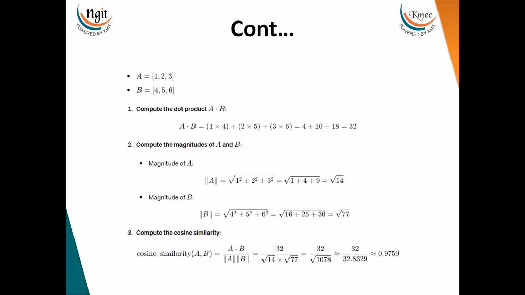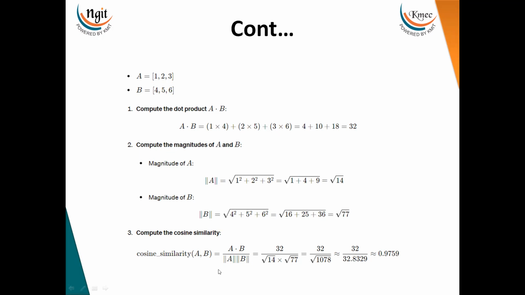First I will find the product of A and B, because as per the formula I have to find the product of A and B. When I find the product, it will be 1 into 4 plus 2 into 5 plus 3 into 6, and my final outcome will be 32. The same way I have to find the magnitude of A and B. The magnitude of A is the square root of all the values belonging to A, so it will be 1 square plus 2 square plus 3 square, so the result will be root of 14. In the same way I'll find the magnitude of B, which is 4 square plus 5 square plus 6 square, and root of that gives 77.